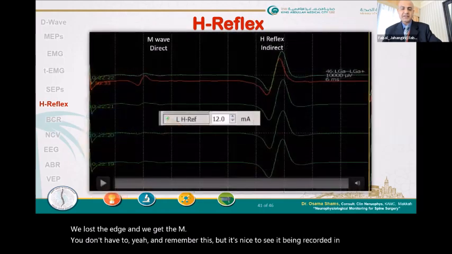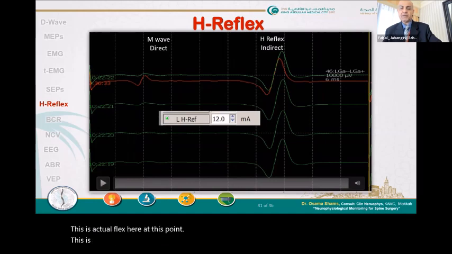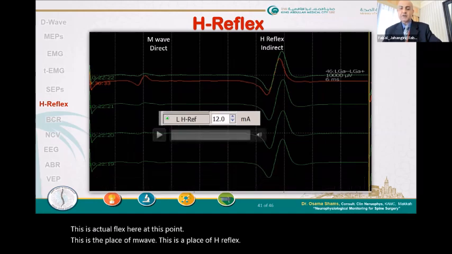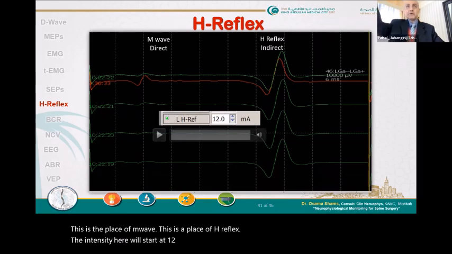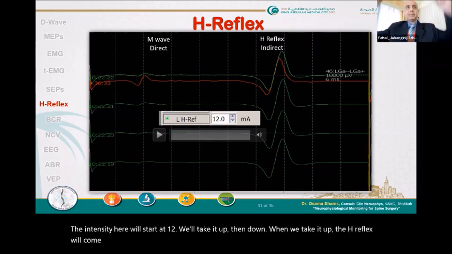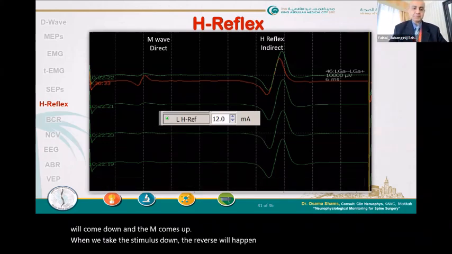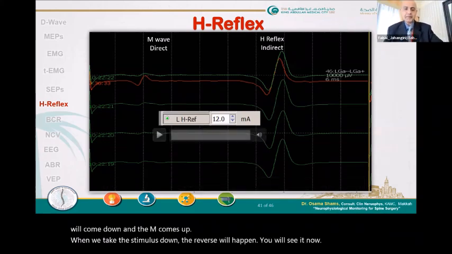In this case, this is the H reflex. Here at this point, this is the place of the M wave. This is the place of the H reflex. The intensity here will start at 12. We'll take it up, then down. When we take it up, the H reflex will come down and the M comes up. When we take the stimulus down, the reverse will happen. You will see it now.